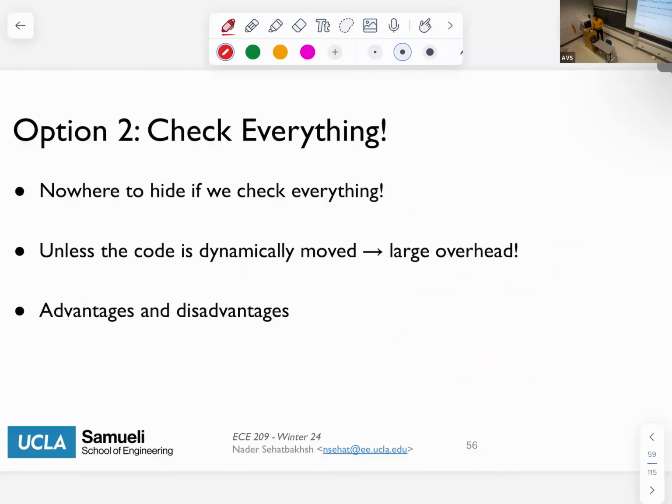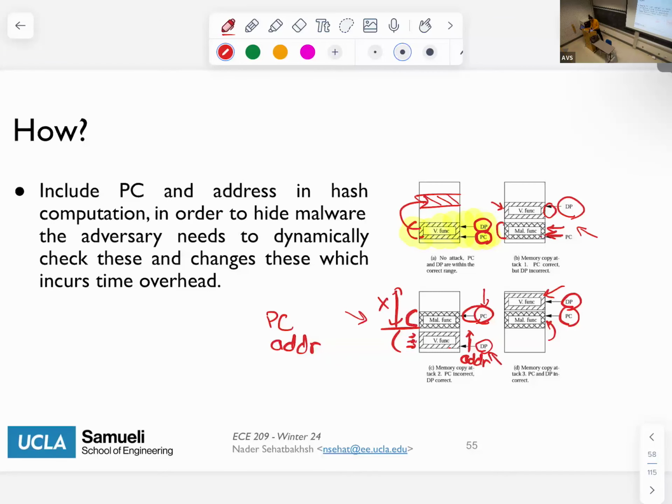Essentially, what I'm going to do is I'm gonna add this into my hash computation. So this is the trick that I'm going to use. Every time that I'm doing something, I'm gonna add the PC, I'm gonna add the address to my address calculation, to my hash computation. I'm gonna explain it first, next.